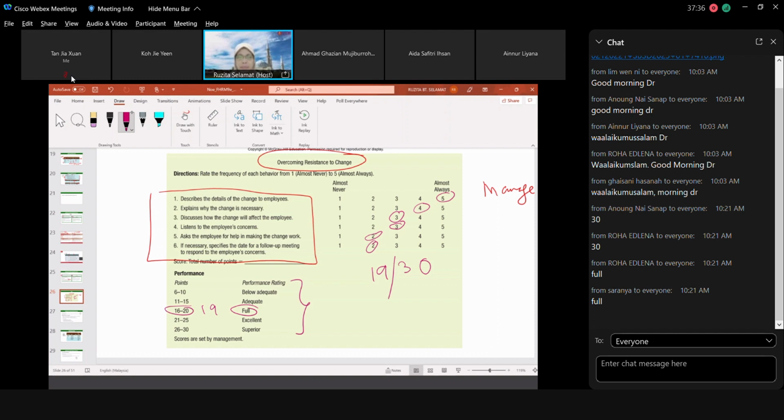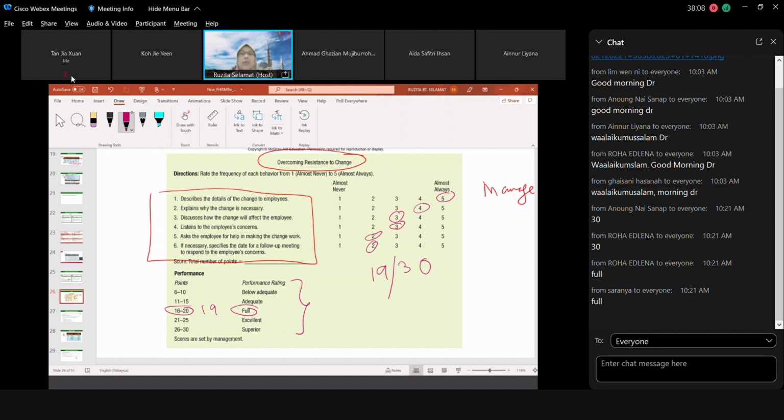They have below adequate. They have adequate. Maybe they're supposed to be like maybe average. Okay. Superior, excellent, average. But I wonder why they use the term full. Yeah, maybe just regard that as average, right? Adequate and below adequate. Okay, yeah. So from this BOS, we will know that this manager has average performance in terms of explaining changes to the employees.